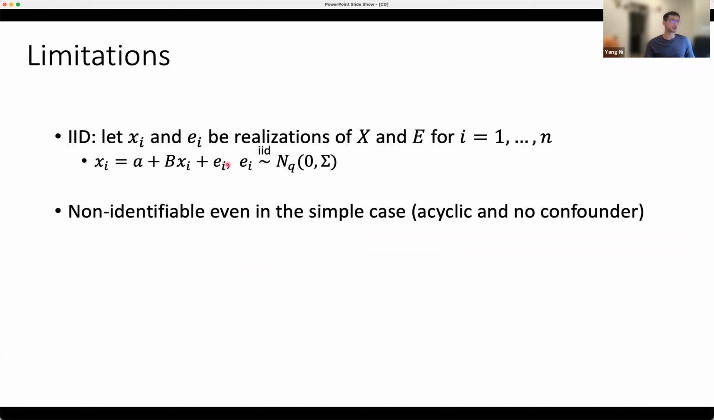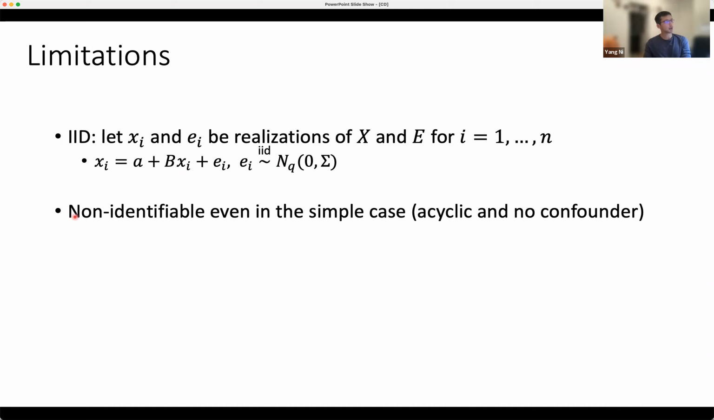In other words, they assume this error e_i is IID from some normal distribution. That's a typical assumption when people use SEM. But as I said, this may not be a good assumption for cancer data, because the genetic distribution of cancer patients is probably quite different from patient to patient.